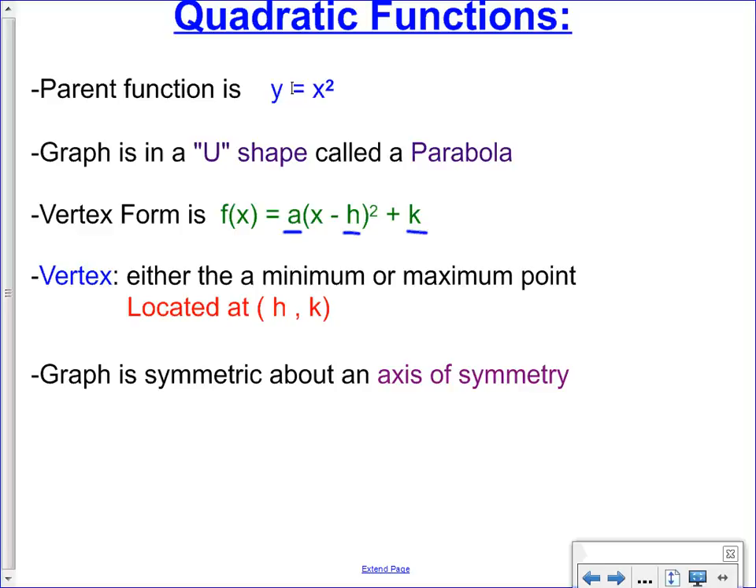To find the maximum or minimum point, aka the vertex, because it's going to be either the bottom of the U or the top of the U, it's located at h, k again. Because the formula is x minus h, you have to remember to pull out the opposite to get that h. And then it should be a symmetric graph. If you were to draw a straight line down that vertex, that's your axis of symmetry, and it'll match itself on both sides.